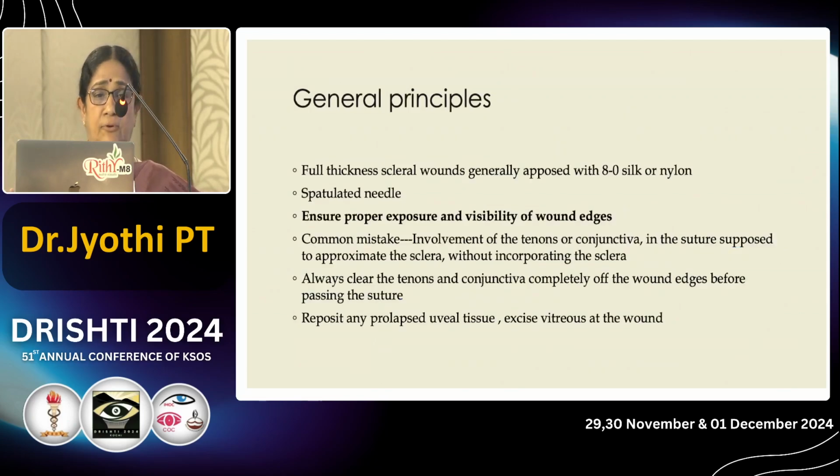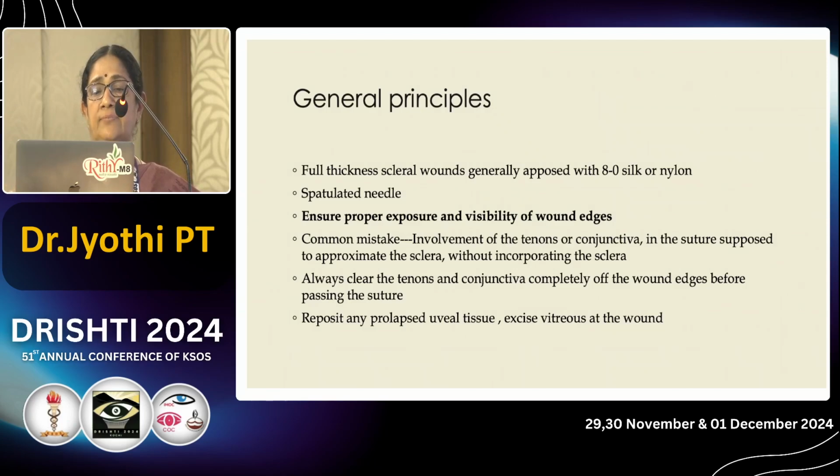So what are the general principles of scleral suturing? Full thickness scleral wounds are generally apposed with 8-0 silk or nylon with a spatulated needle, and ensure proper exposure and visibility of the wound edges. The common mistake that we come across is involvement of the tenons or conjunctiva in the suture, which is supposed to approximate the sclera, without incorporating the sclera.